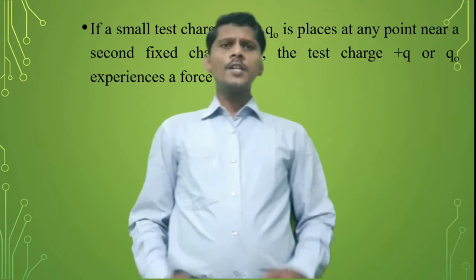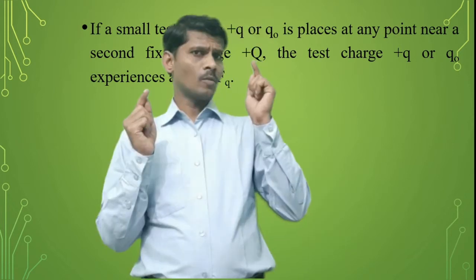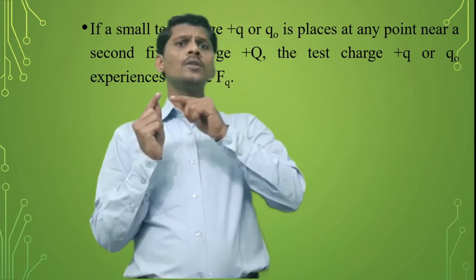Consider a fixed charge. The fixed charge is plus capital Q, and consider a small test charge small q near the fixed charge. Find out the electric field intensity at the small test charge due to the fixed charge Q. This is the fixed charge capital Q. This is the small test charge small q, placed near the fixed charge.